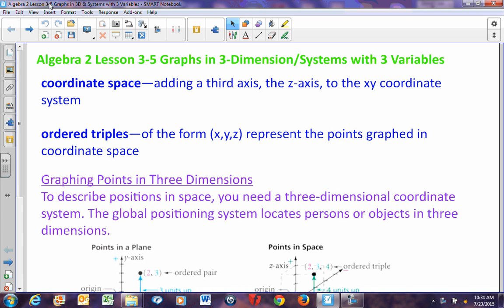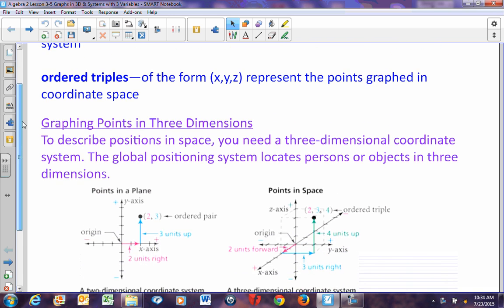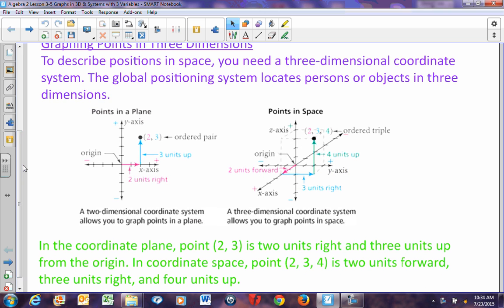You can graph left and right, up and down, front to back. Ordered triples in the form of x, y, z represent the points graphed in coordinate space. Let's learn how to graph points in 3 dimensions. Let's look at graphing in 2 dimensions, and we'll compare that to graphing in 3 dimensions.